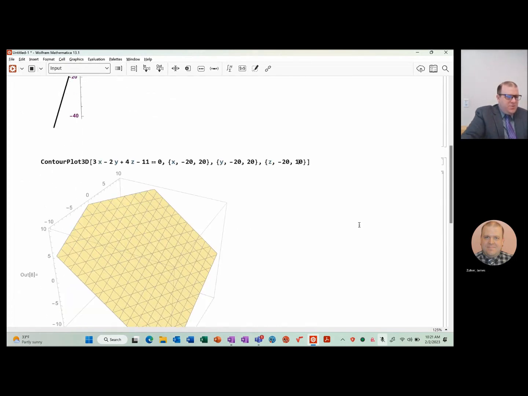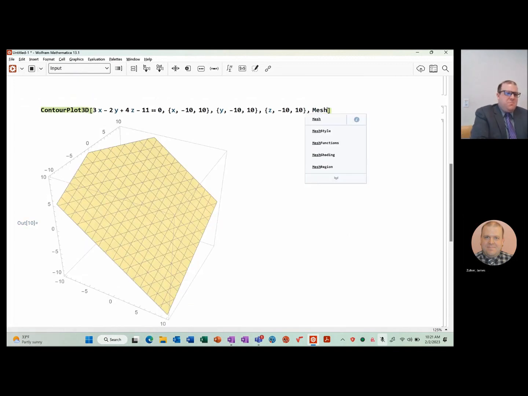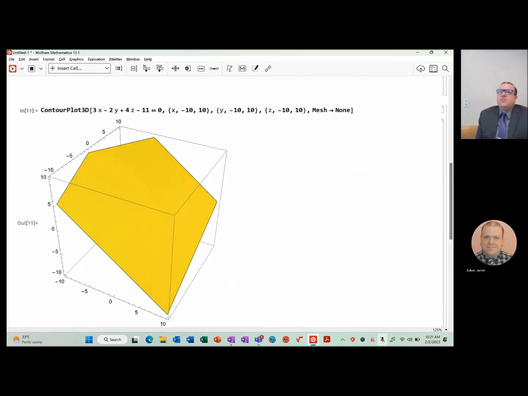If I do undo. There we go. I'll just stick with that. First thing I notice is, oh my God, those rulings are hideous. I immediately want to get rid of those because they just look hideous. So I'm just going to set mesh to none. That looks better.